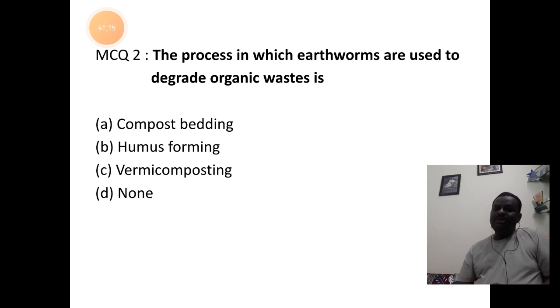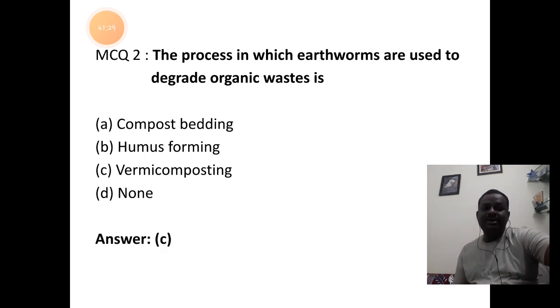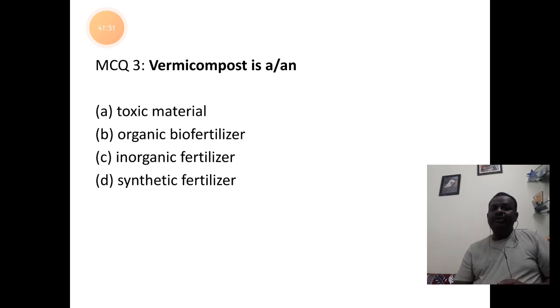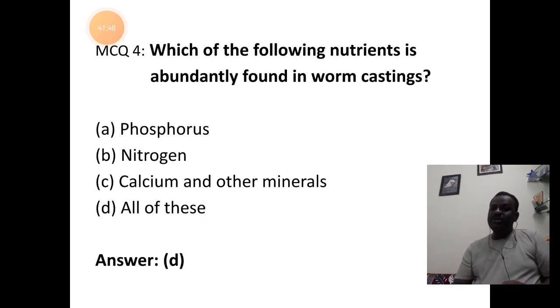Question 2. The process in which earthworms are used to degrade organic waste, what do you call it? Earthworms are used in the degradation process of organic waste. So the answer is C, vermicomposting. Question 3. Vermicompost is a toxic material, organic biofertilizer, inorganic fertilizer, or synthetic fertilizer. So it is an organic biofertilizer. Answer is B.